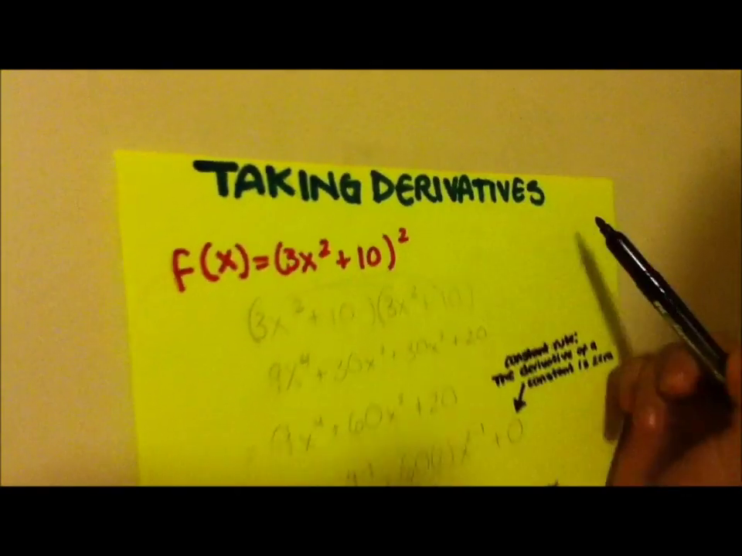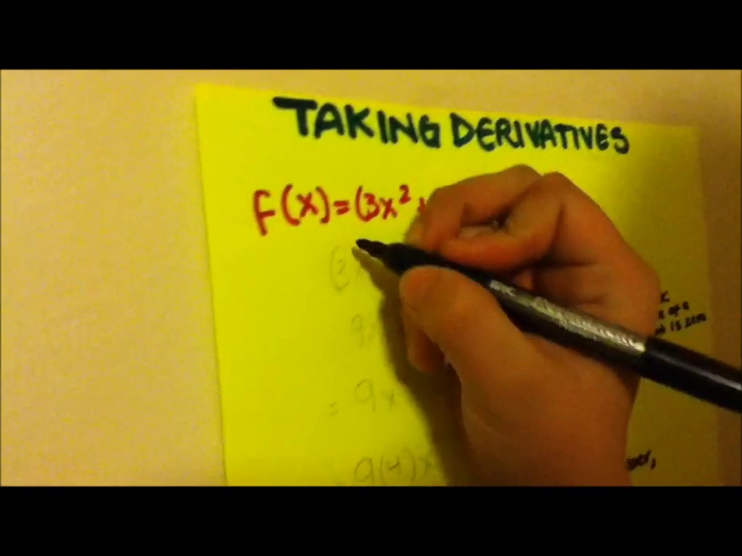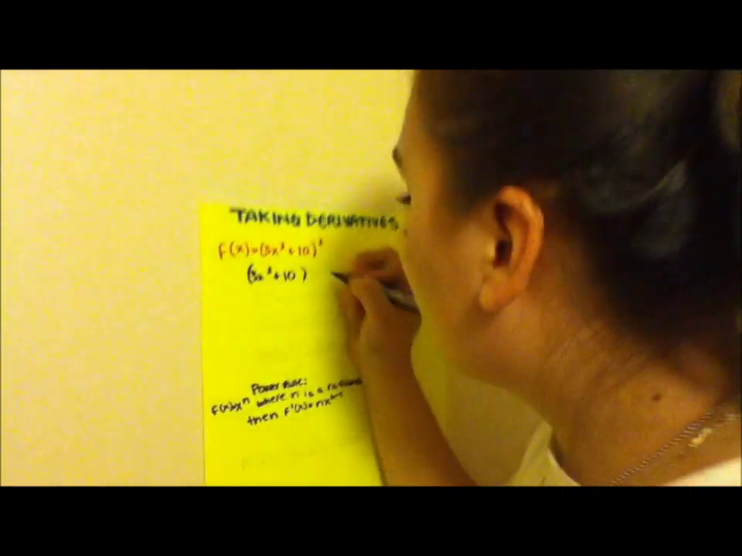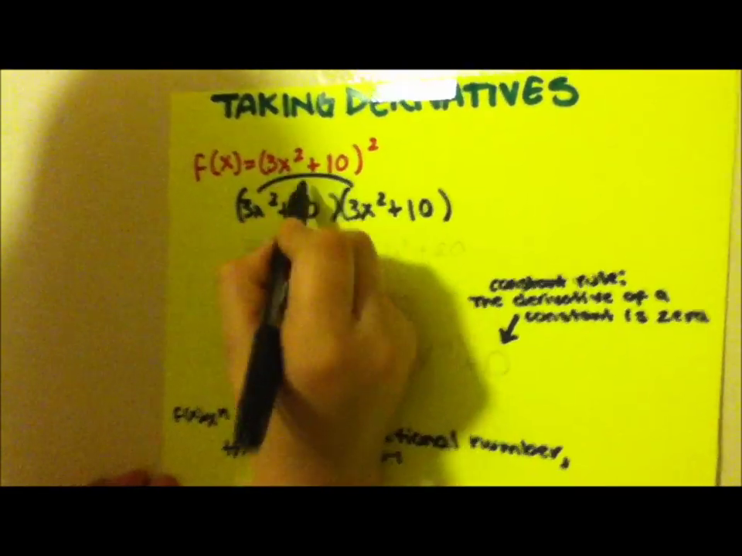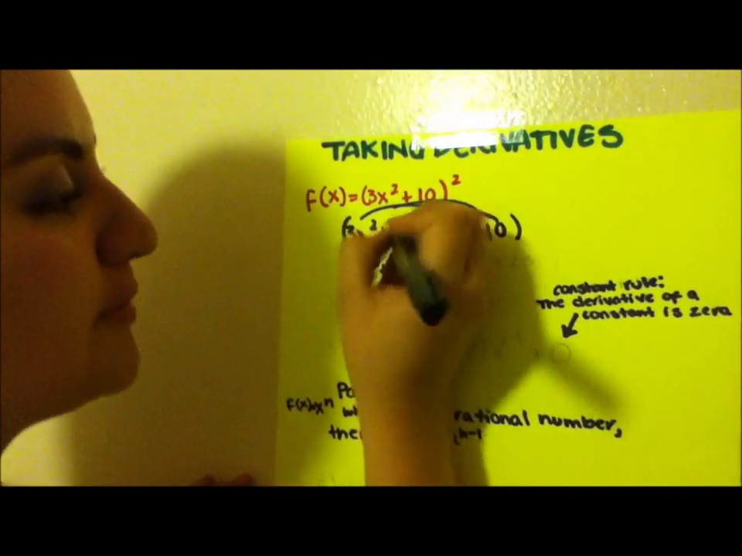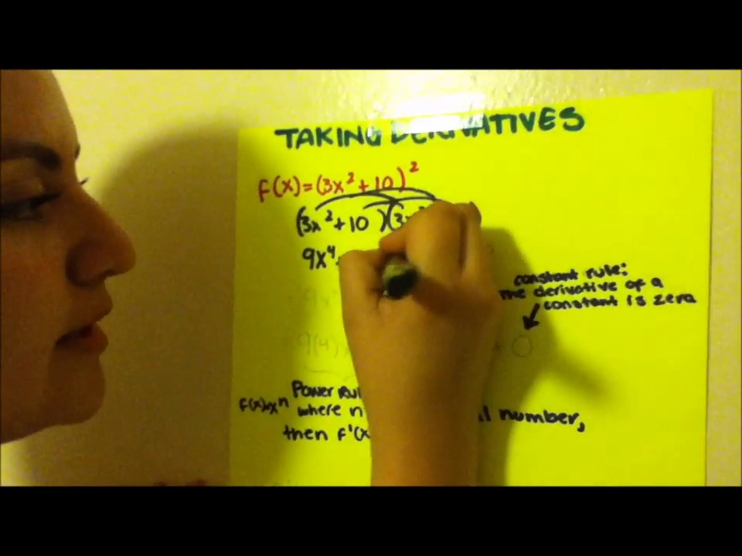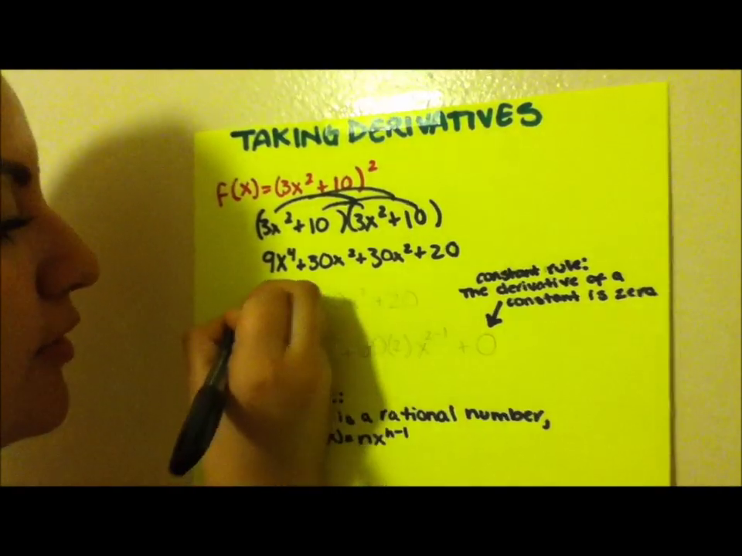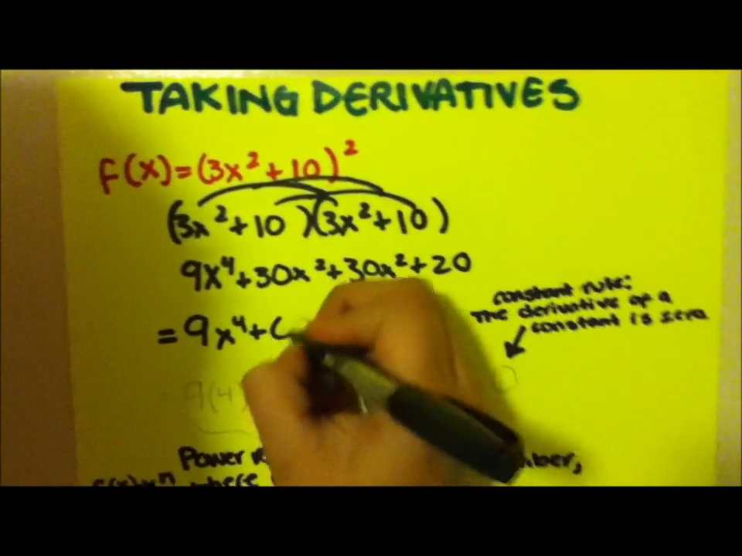Okay, so we're taking derivatives. We have the equation f of x equals (3x squared plus 10) squared. You rewrite it as (3x squared plus 10) times (3x squared plus 10). You have to distribute, so it will be 9x to the fourth plus 30x squared plus 30x squared plus 100. So it equals 9x to the fourth plus 60x squared plus 100.